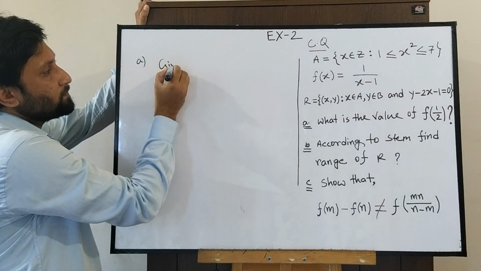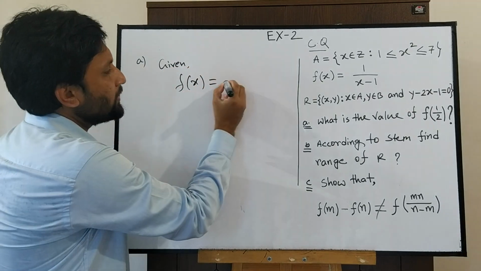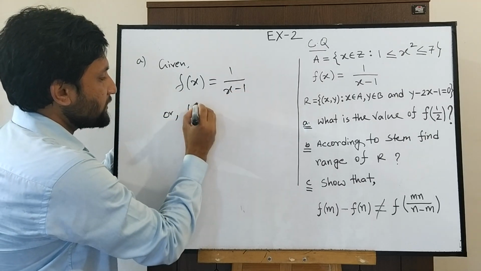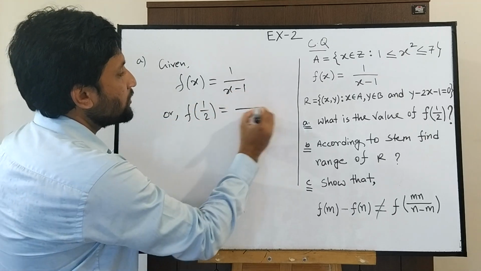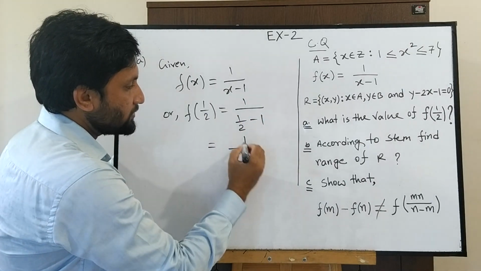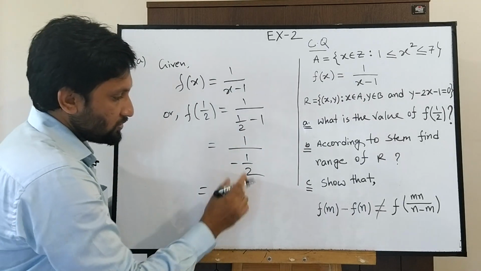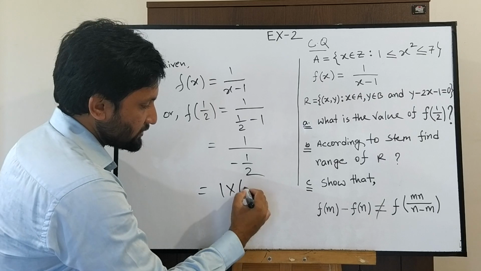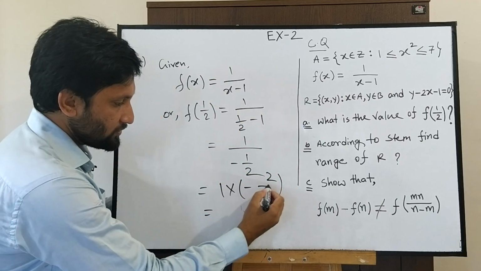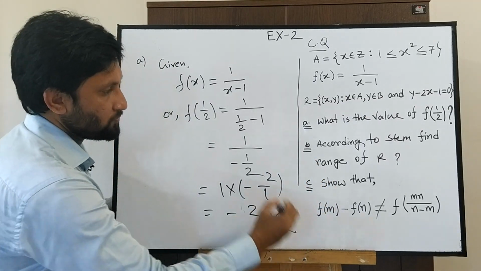Now given f of x equals 1 divided by (x minus 1). So replacing x by half we get 1 divided by (half minus 1). That means 1 divided by minus half. By simple calculation we get minus 2 by 1, the reciprocal. Okay, then the answer is minus 2.